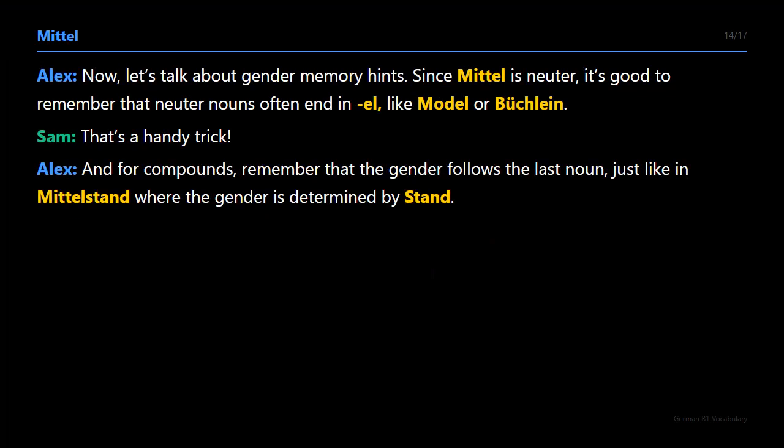Now, let's talk about gender memory hints. Since Mittel is neuter, it's good to remember that neuter nouns often end in -el, like Modell, or -lein, like Büchlein. That's a handy trick. And for compounds, remember that the gender follows the last noun, just like in Mittelstand, where the gender is determined by Stand.